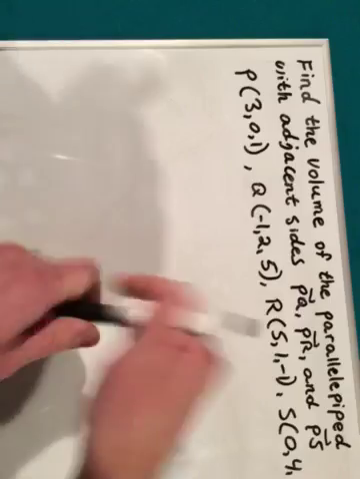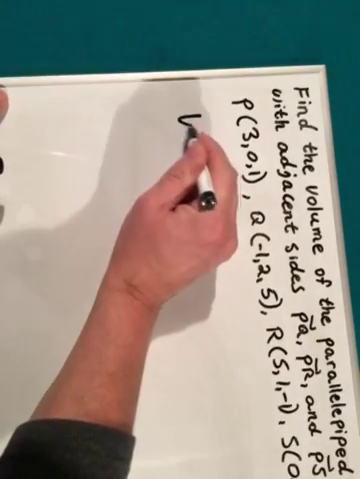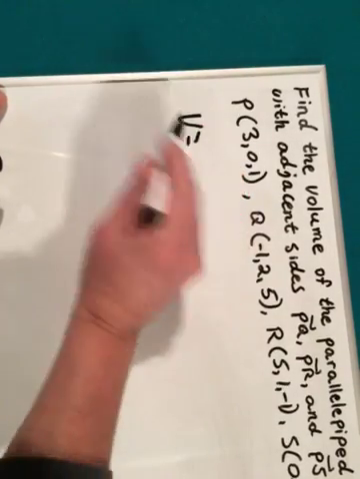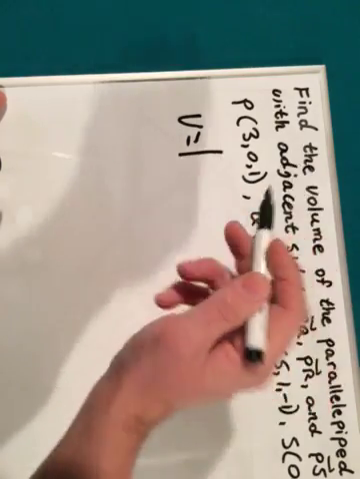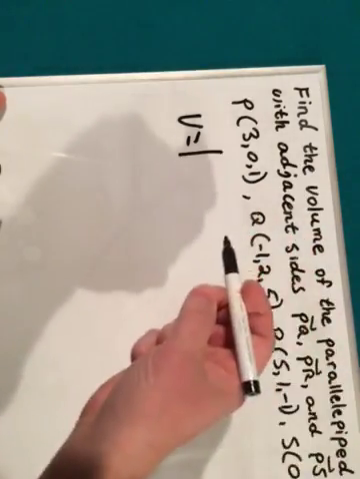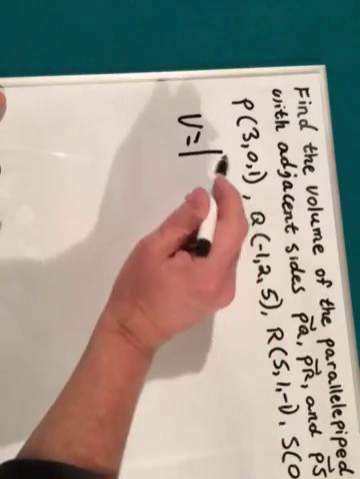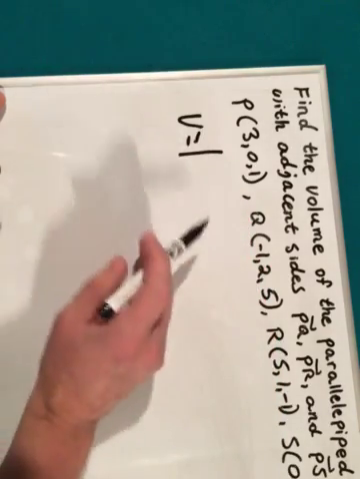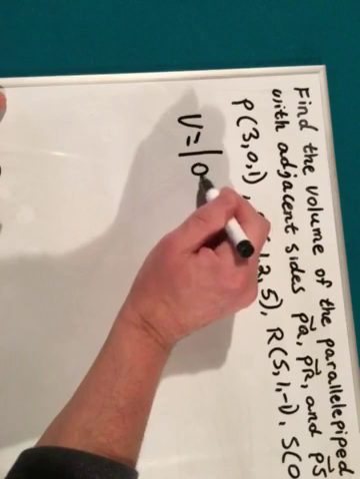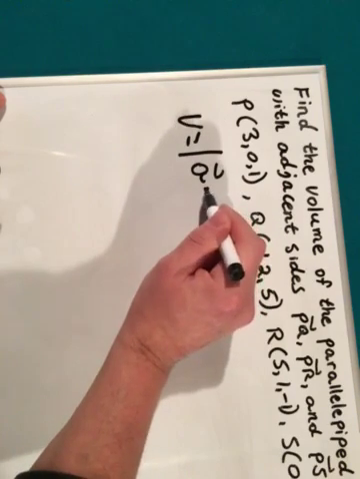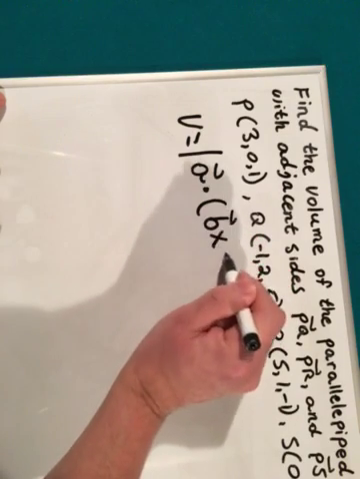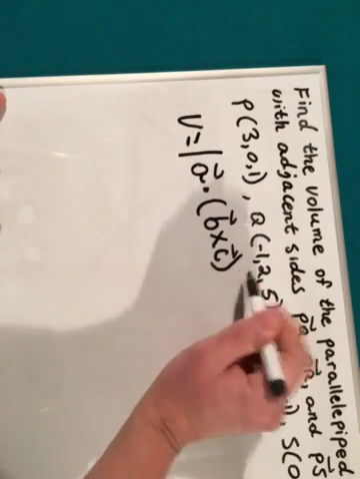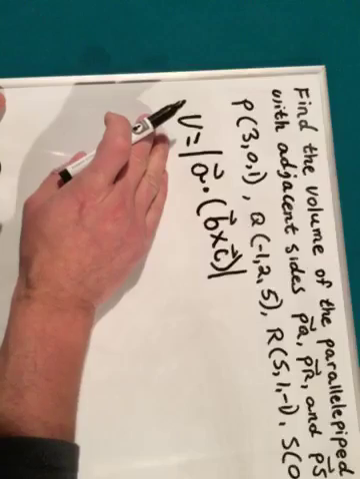So how would you go about doing it? Well, it says the volume of a parallelepiped is just equal to the magnitude of the scalar triple product. What does that mean? It means if you have some vectors A, B, and C, you take the A vector and dot it with B cross C, and that'll give us the volume of this parallelepiped. Well, what does that mean?